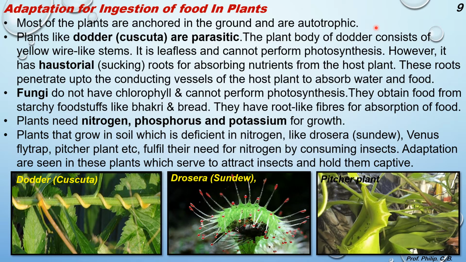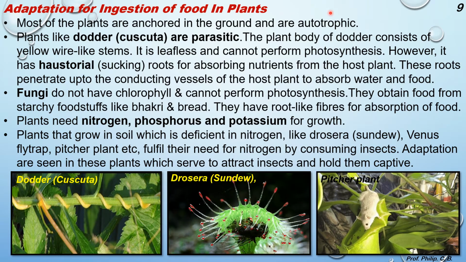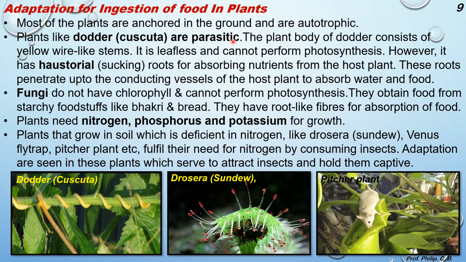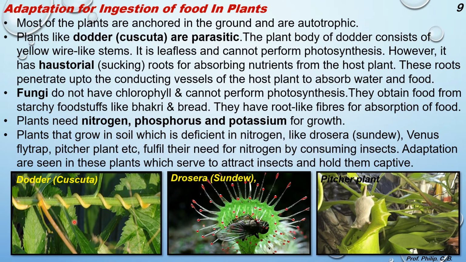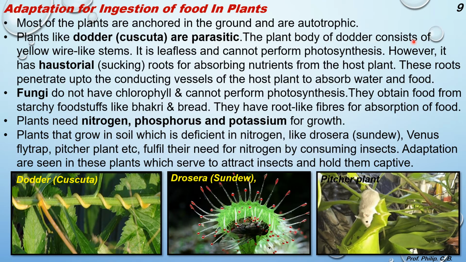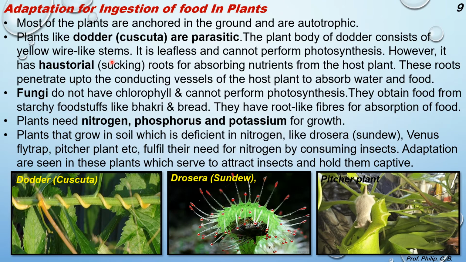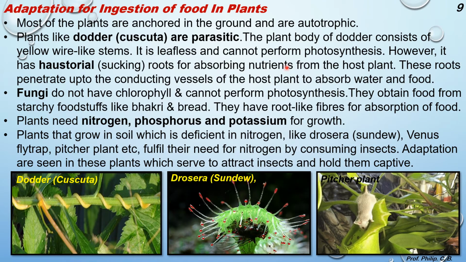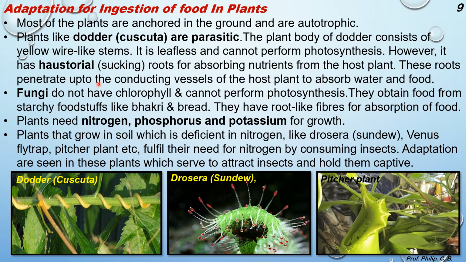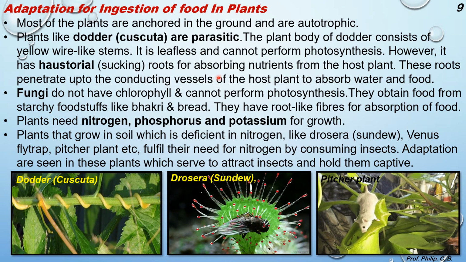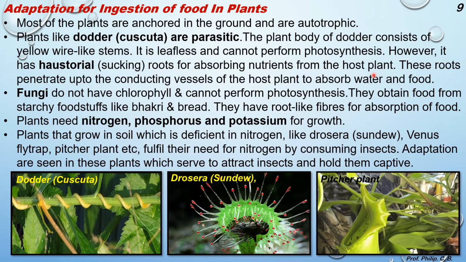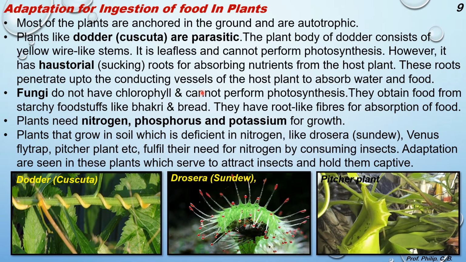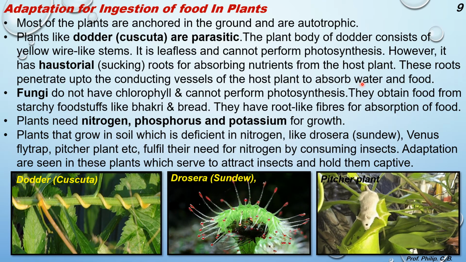With the help of chlorophyll, they carry out photosynthesis, right? But some plants like dodder, that is Cuscuta, are parasitic, which you can see. I put the image over here. The plant body of dodder consists of yellow wire-like stems. It is leafless and cannot perform photosynthesis. However, it has haustorial sucking roots for absorbing nutrients from the host plant. These roots penetrate up to the conducting vessels of the host plant to absorb water and food.